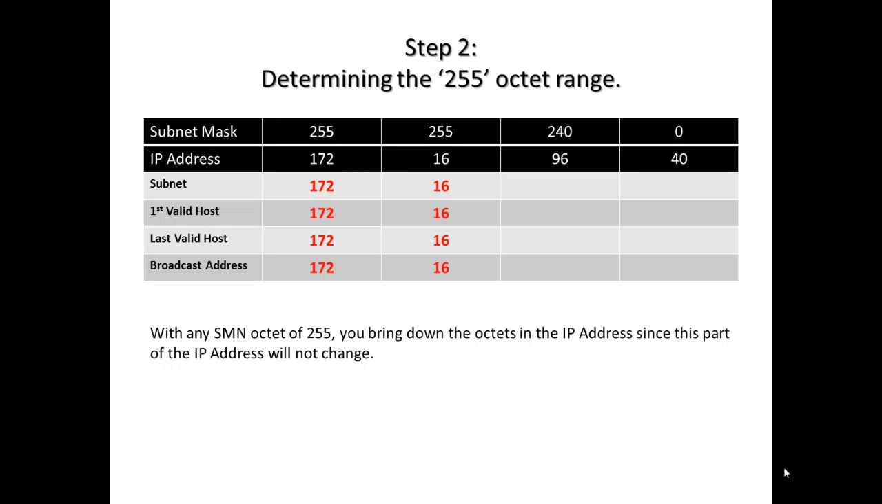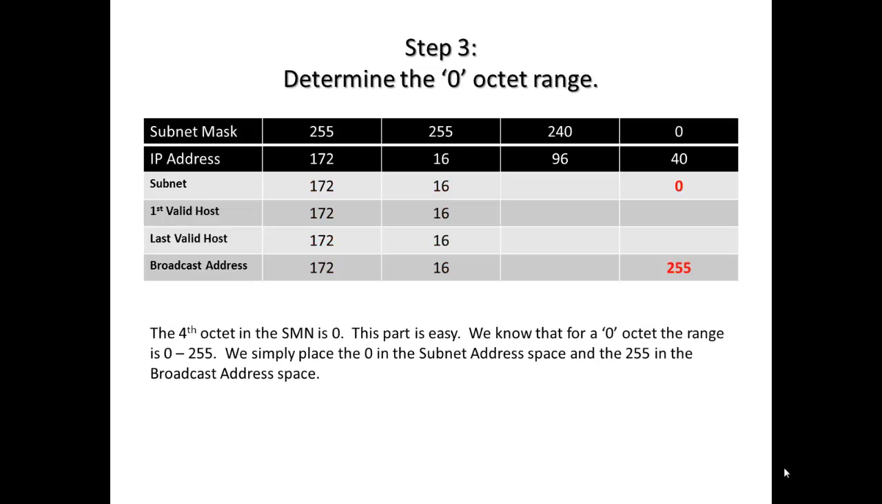Next, we focus our attention on the 255 octets in the subnet mask. Below that is going to be part of the network address, which will not change in this case, so we just simply fill in the blanks below it. We then focus our attention on the 0 octet in the subnet mask. Here we place a 0 in the subnet, and then down in the broadcast address we place a 255 in the last octet.